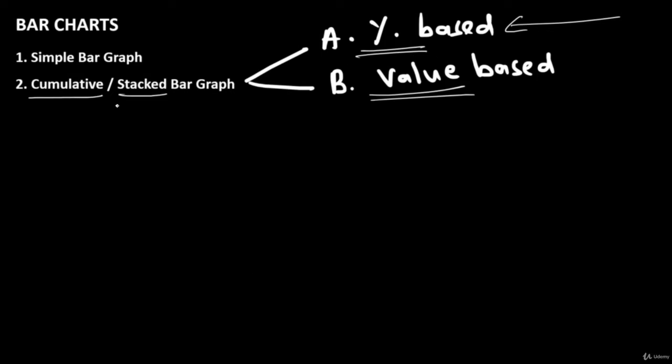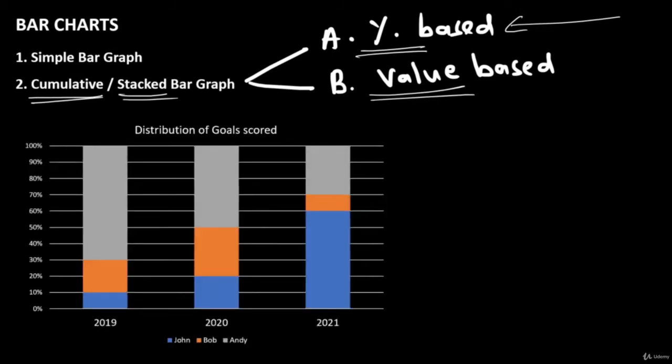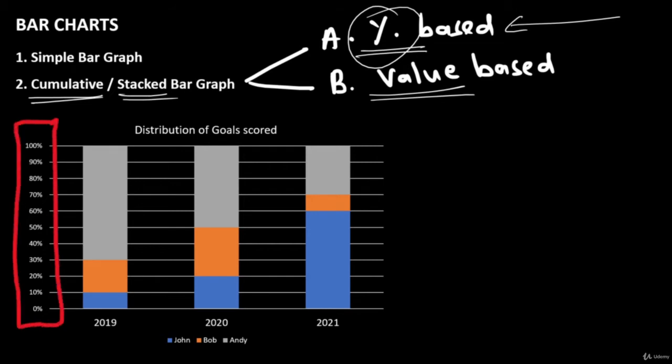To understand what we mean by cumulative or stacked, let's dive right in and see an example. Over here I have a cumulative or stacked bar graph which is on the basis of percentage. In the y-axis I have percentages up to 100%. Let's take one of the years. Again, the same pieces of information as we've seen before are there. You have a heading which gives you an idea of what the information covered is. It mentions distribution of goals scored.